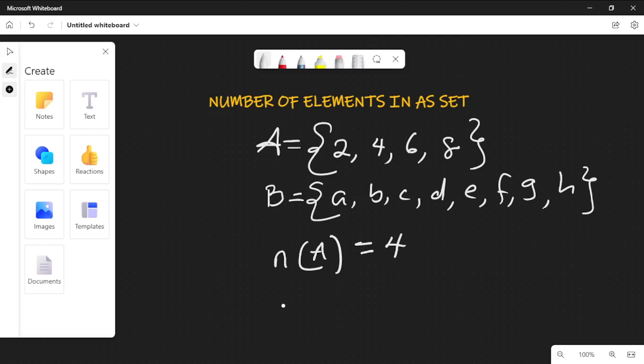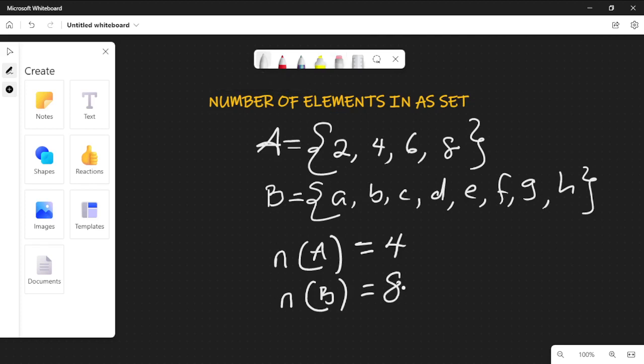And if you are looking for that of B, you use n(B), then close the bracket. So you count 1, 2, 3, 4, 5, 6, 7, 8. So you have the number of elements in B to be 8. Do you get that now? So I think my 8 is bad, so let me clean it up. All right, fine.